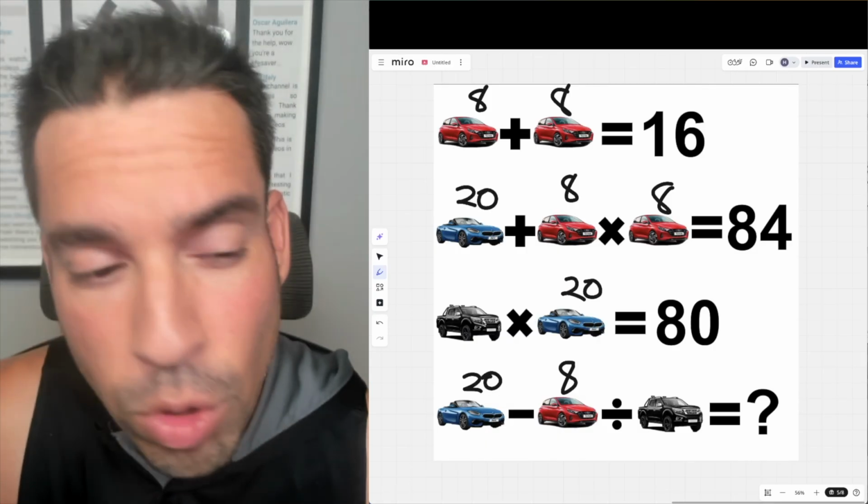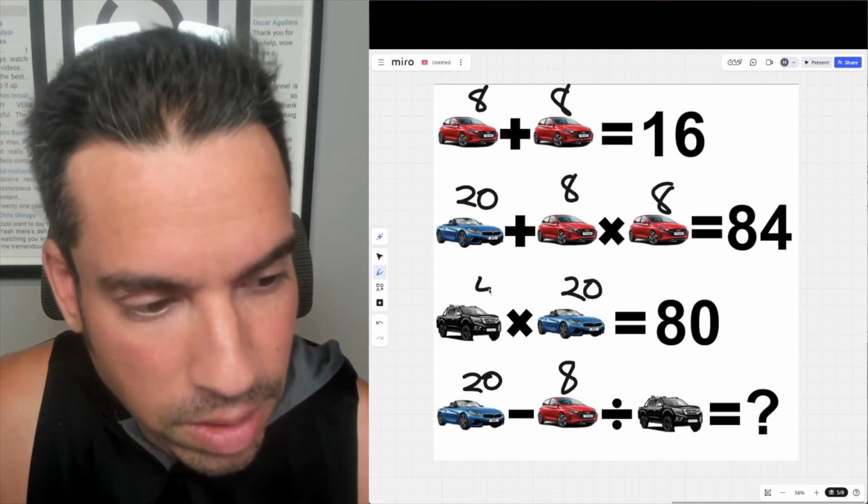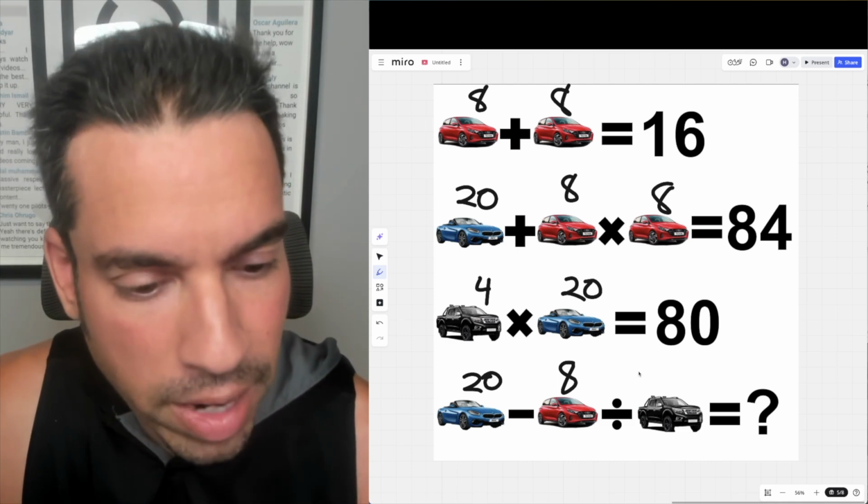Now we go down to the third equation. What times 20 is 80? That would be 4. So the black car is 4.